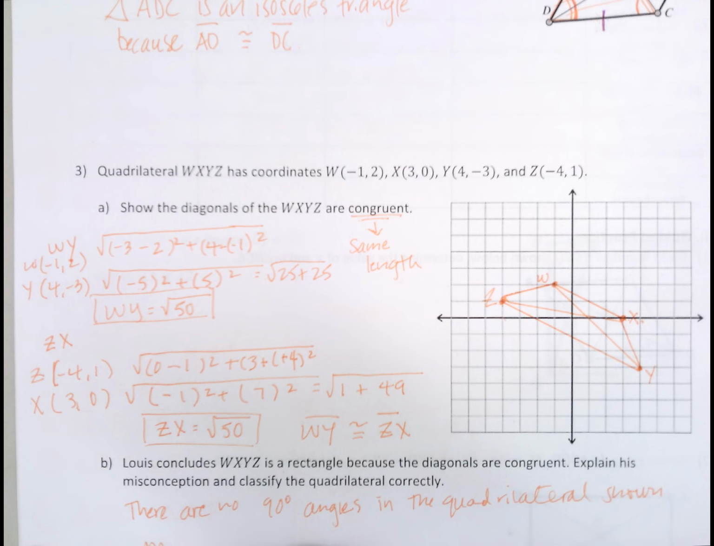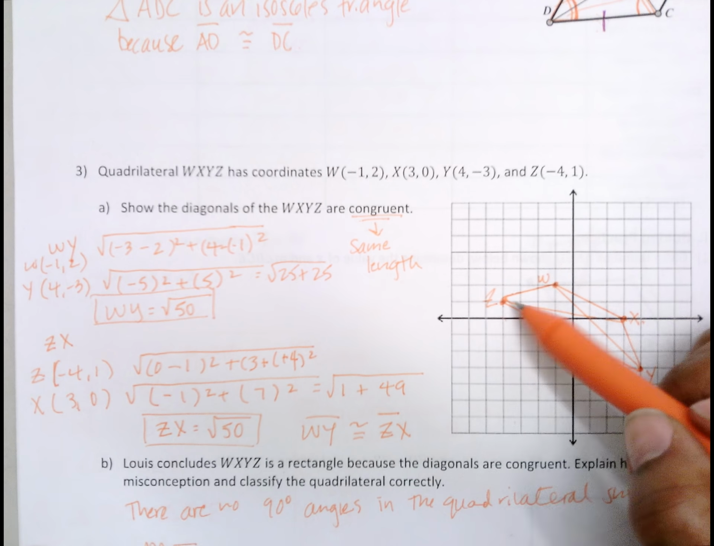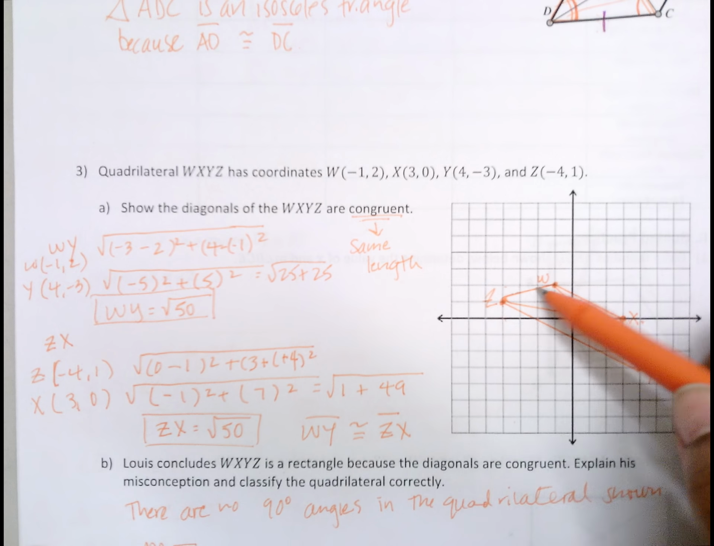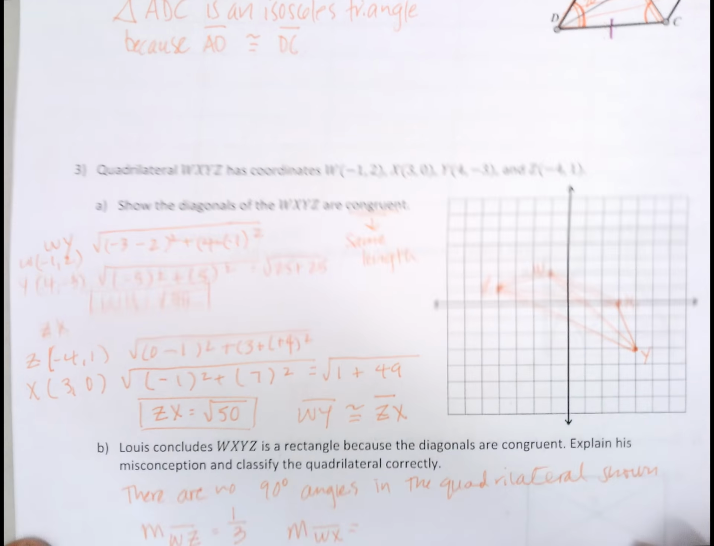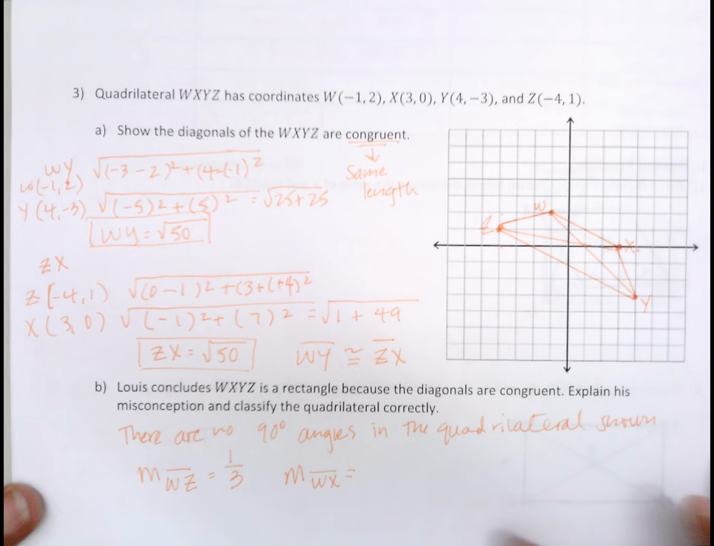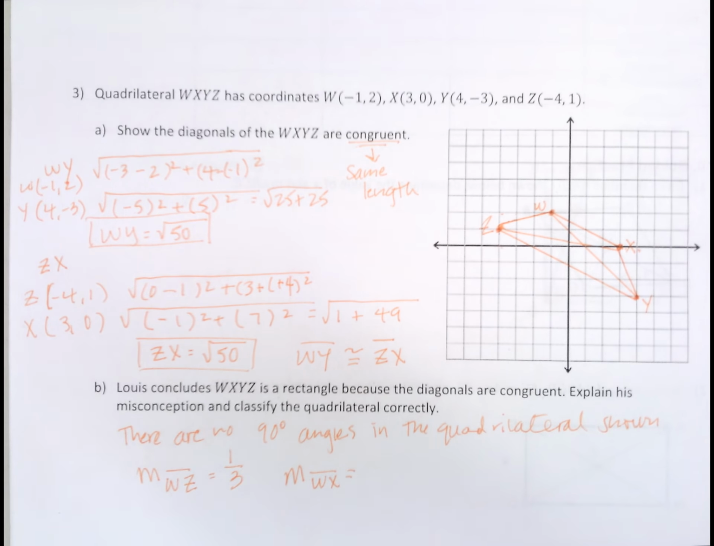So the slope of WZ is up 1 over 1, 2, 3. 1 over 3. And the slope of WX, if they were perpendicular, it should be -3. That's what the slope would be if they were inverse reciprocals or if they were perpendicular to each other. So let's see if that's the case.